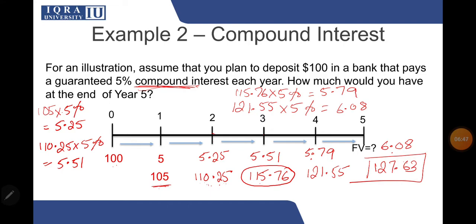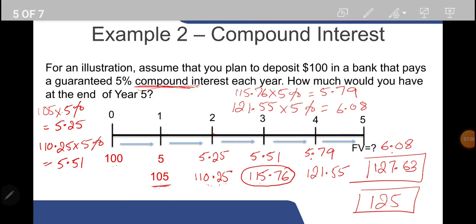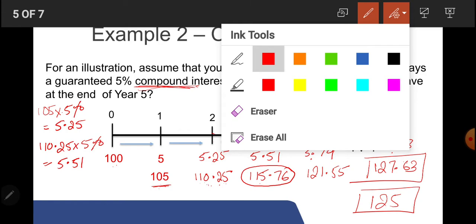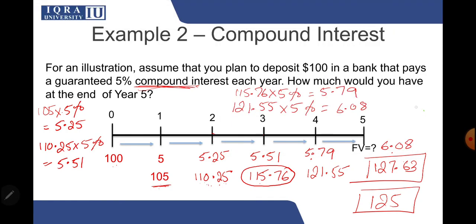So in simple interest, you got an amount of 125. That was the value you were getting at the end of the 5 years. Also in simple interest, you were getting an interest of 5 every time. So there was 5, 5, 5 and 5.